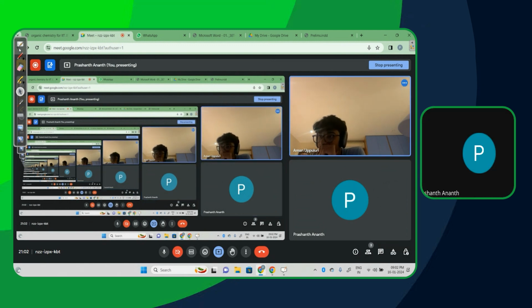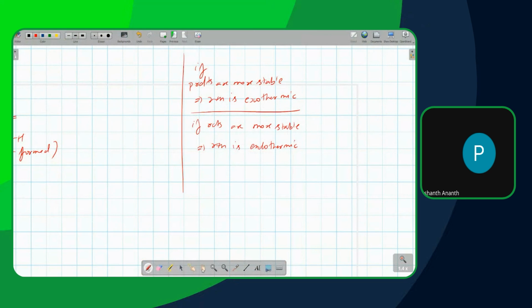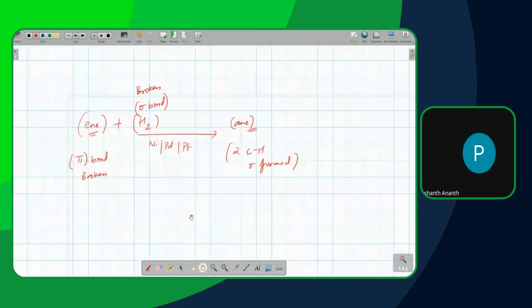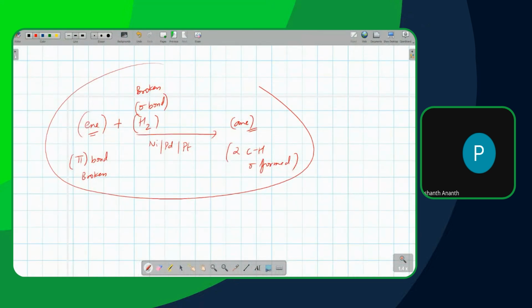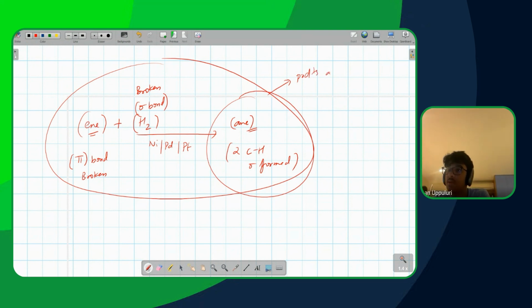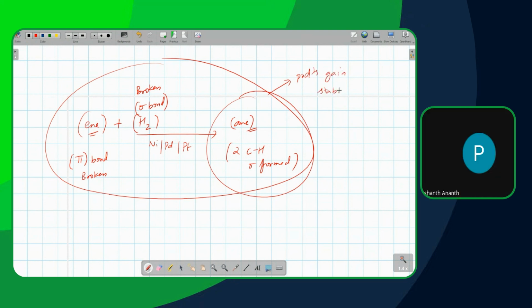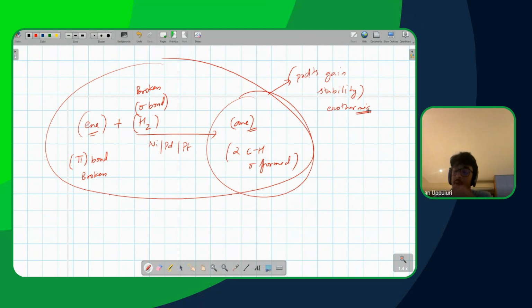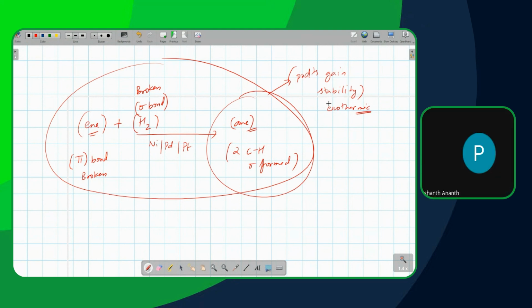So in this particular case, have a look here. Is freedom lost or gained in the process? Stability is gained by the products, correct? Yes, sir. Absolutely, the products are gaining in stability. So exothermic, that part we have concluded automatically. Now, what else can you conclude from here?